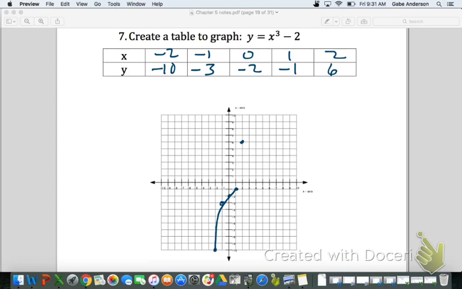Kind of missed that one. Let me try again. There we go. Put arrows on the end of it, and there's your graph.